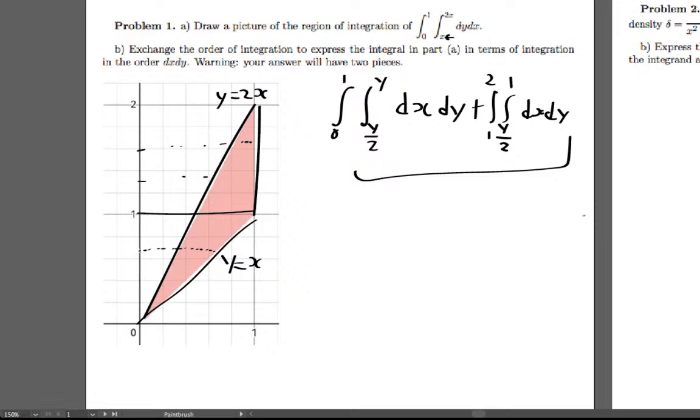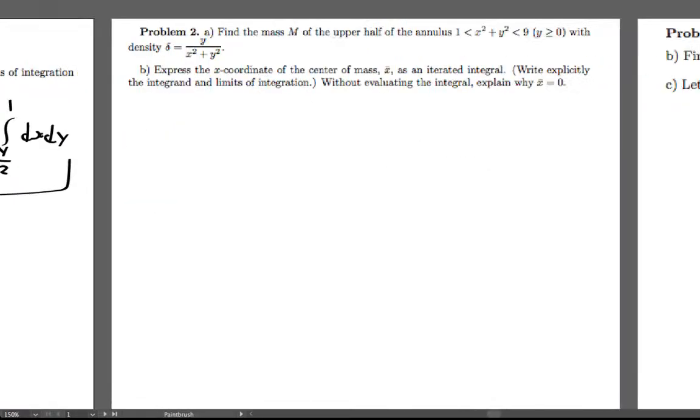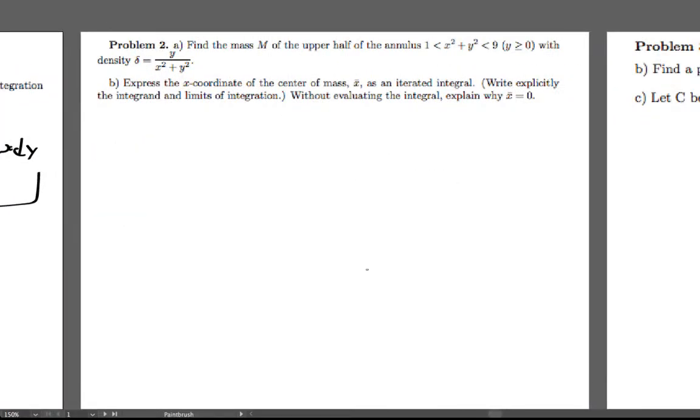Okay. Part 2. Problem 2. Find the mass of the upper half of an annulus 1 less than x squared plus y squared less than 9, where y is bigger than or equal to 0, with density delta equals y over x squared plus y squared.